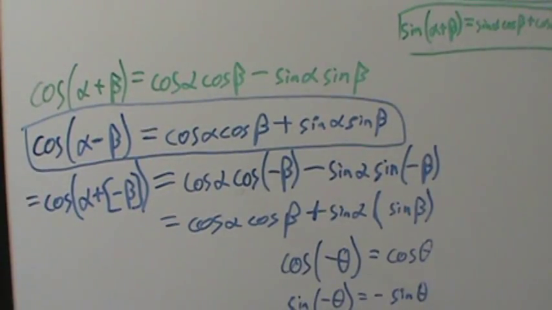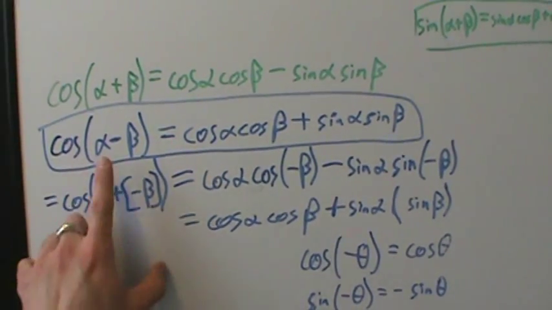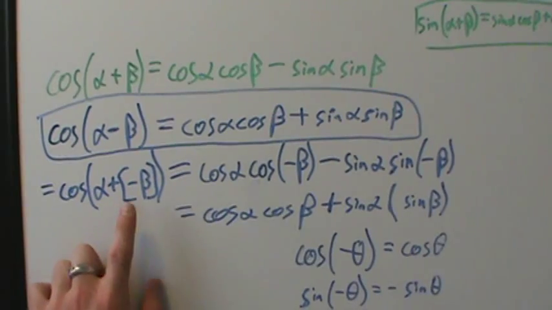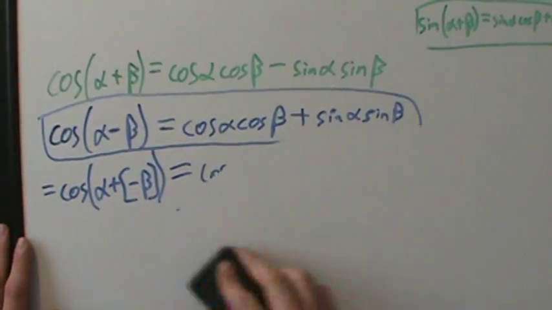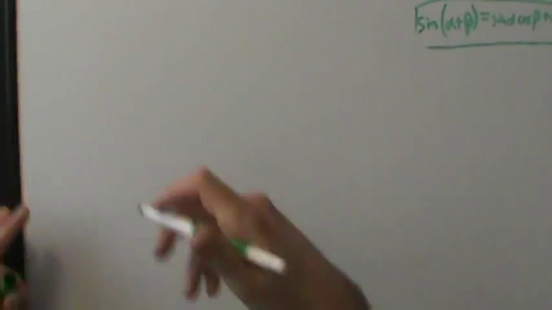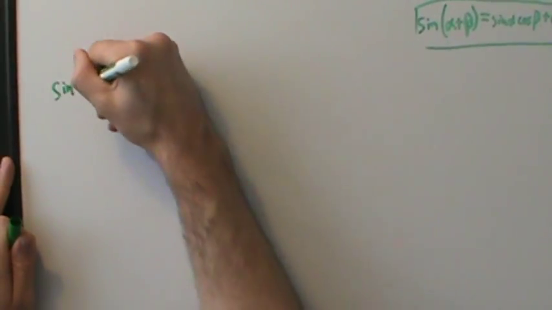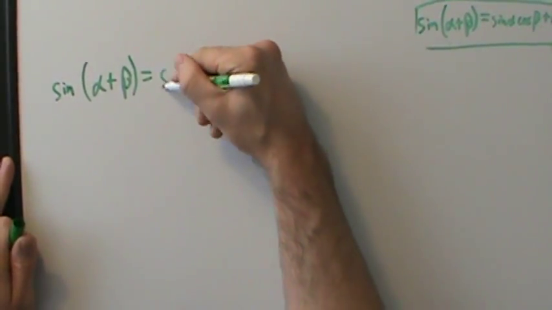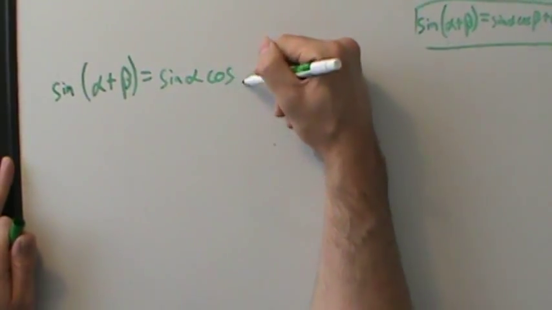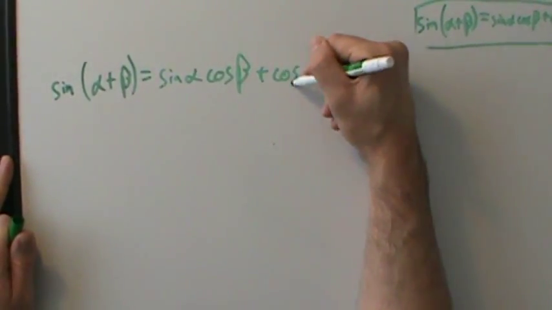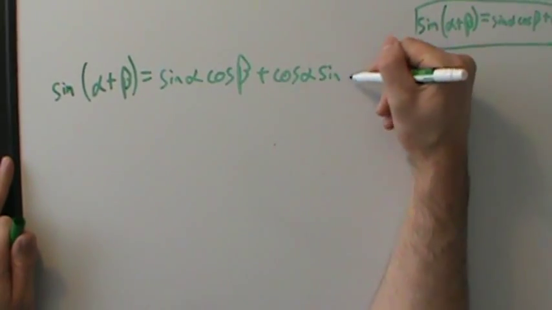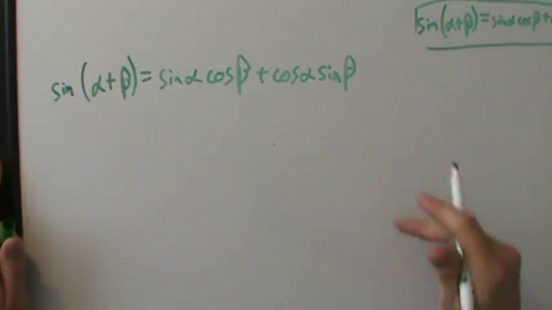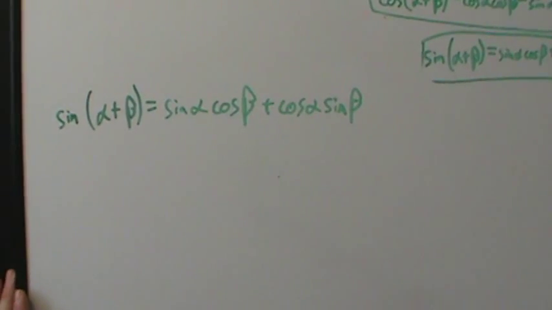Now one more to do, and it's going to be pretty much exactly like what just happened. We're just going to do the same kind of thing where we have sine of alpha minus beta and write it as alpha plus negative beta. So sine of alpha plus beta equals sine alpha cosine beta plus cosine alpha sine of beta. So now what we want to do is establish sine of alpha minus beta.